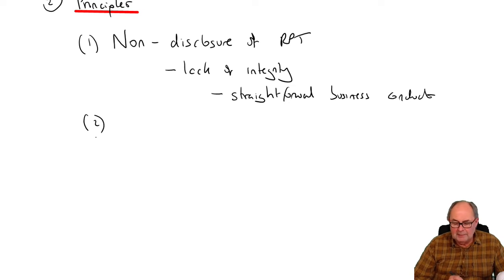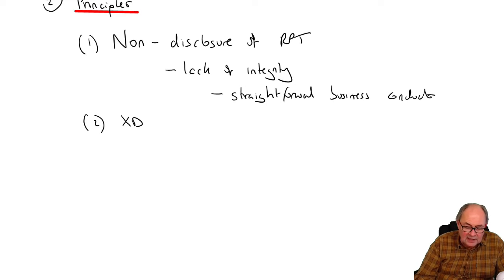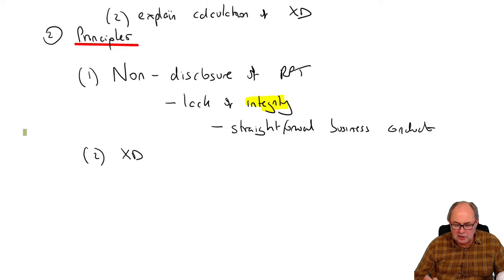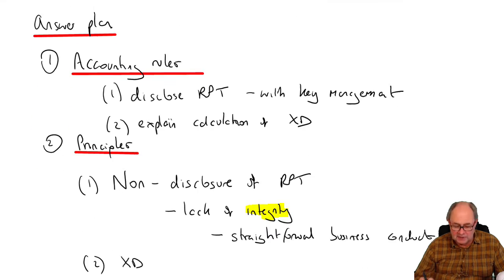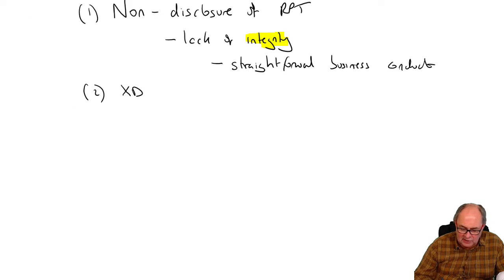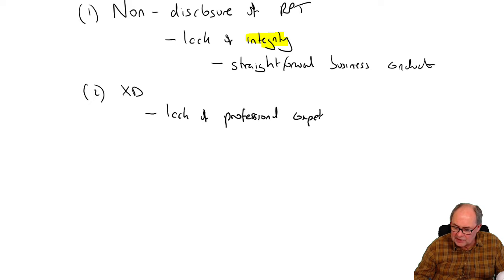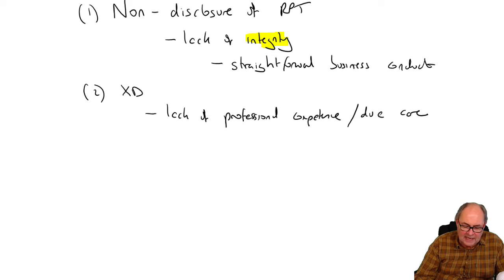If you want to, you might be able to link it to professional behaviour as well. The issue with the exchange difference, though, is again not about integrity. With the exchange difference, the person did not know how to calculate it. So that's more, isn't it, linked to a lack of professional competence and due care. Again, what is professional competence all about? It's the fact, isn't it, that you've got up-to-date knowledge.